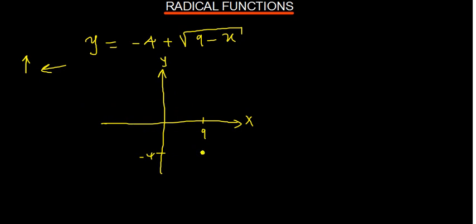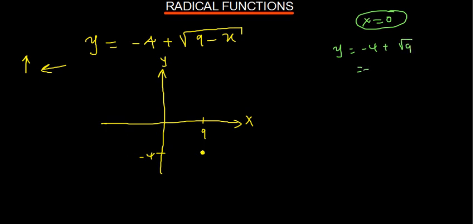Just get any intercept, whether the x-intercept or the y-intercept. The y-intercept is easy when x is equal to 0. You can equate x to 0 or y to 0, but it is easier to equate x to 0. So put 0 here, and we're going to remain with the square root of 9. So y is going to be equal to negative 4 plus the square root of 9.